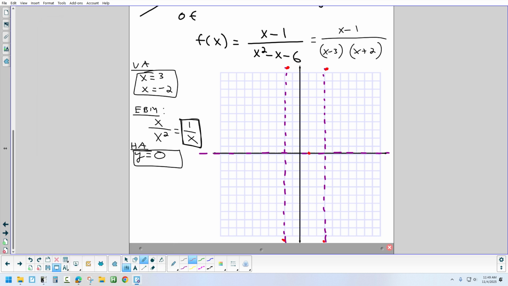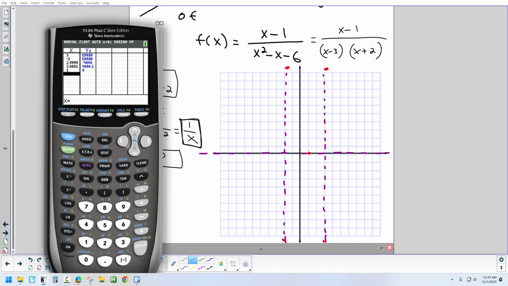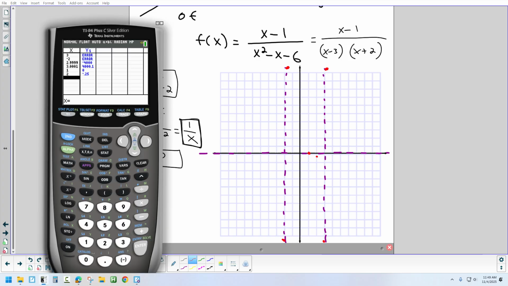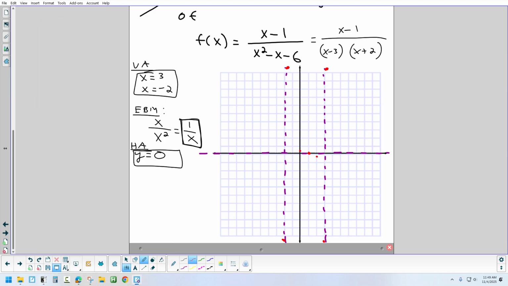There's another point. What's another good point to check? 2. You could check 2. So 2, we're at -1/4. And let's check 0. Check that one. 0, we're just a little bit above the origin. About right there.